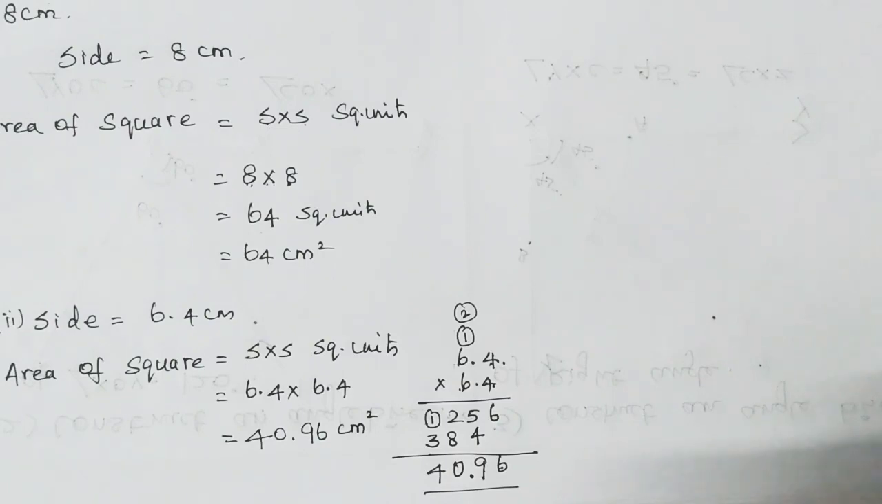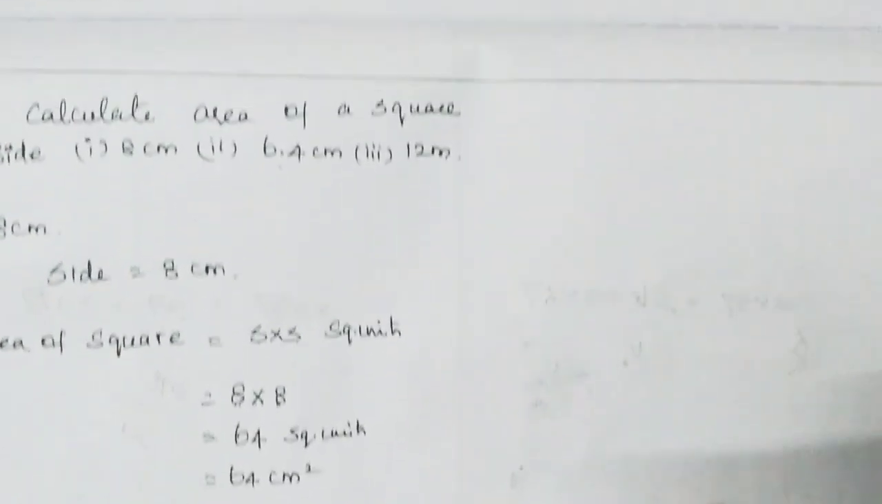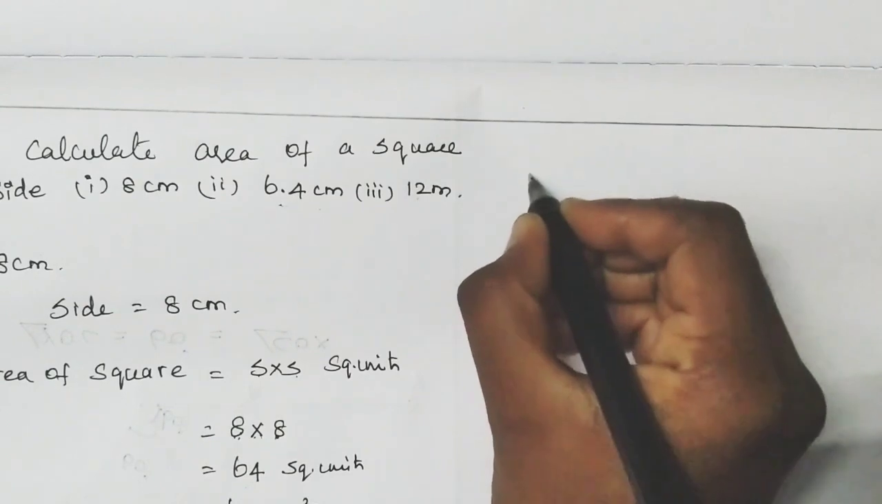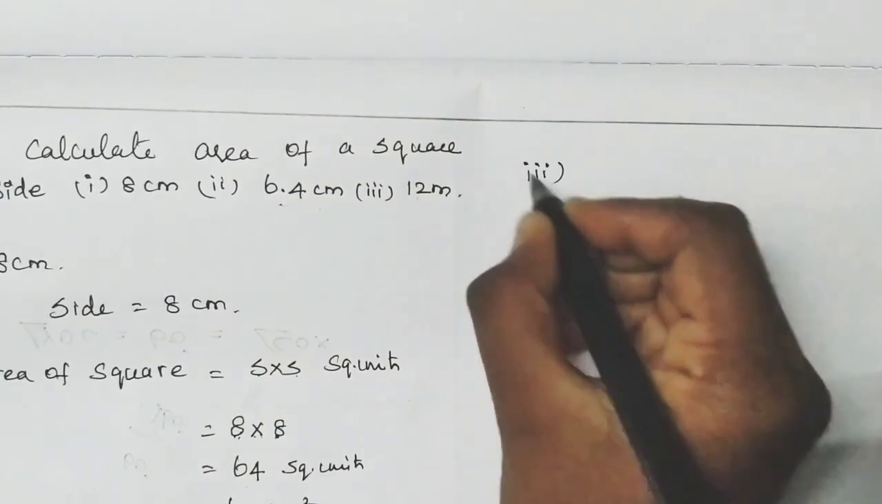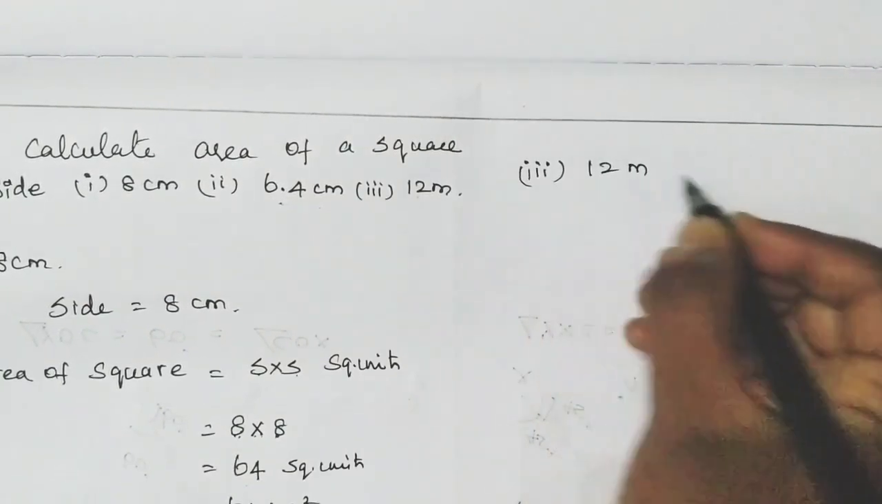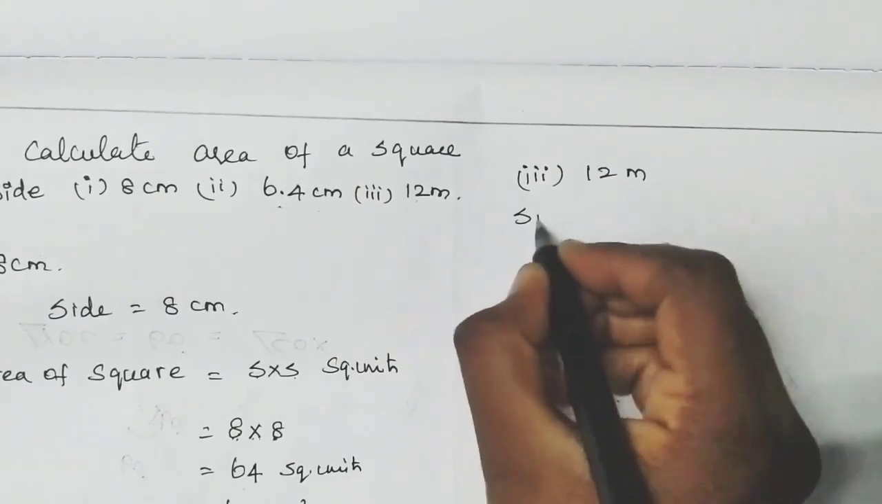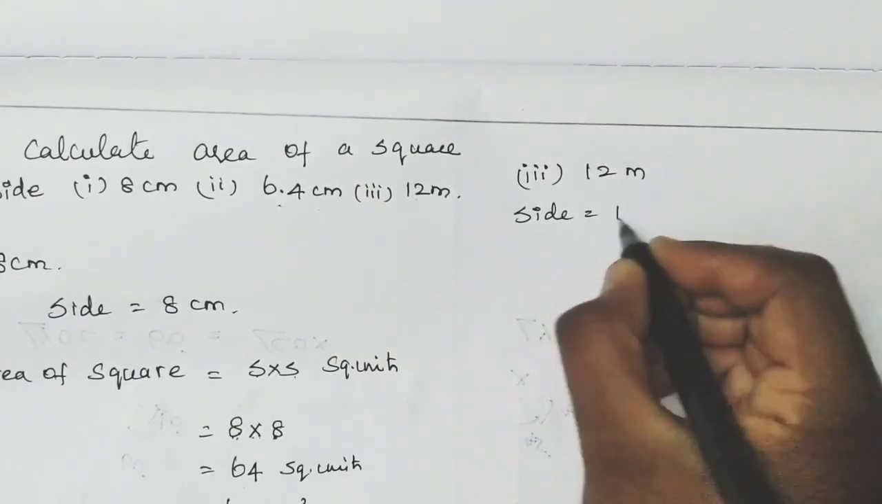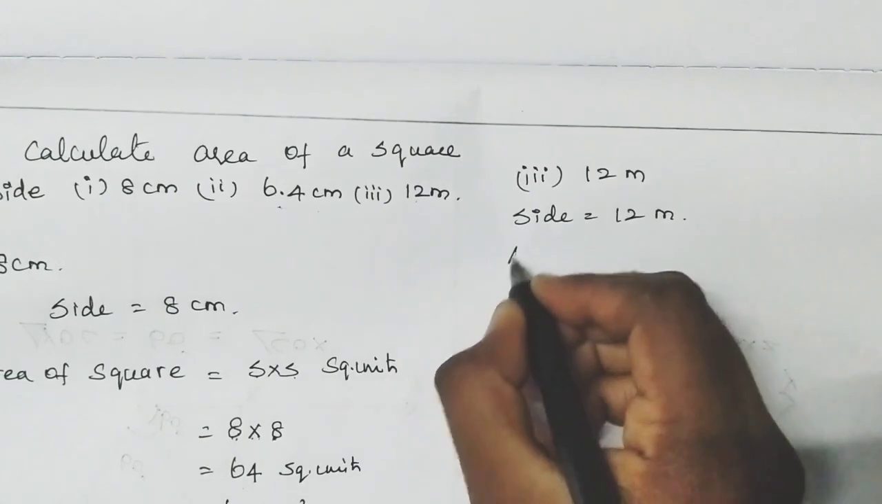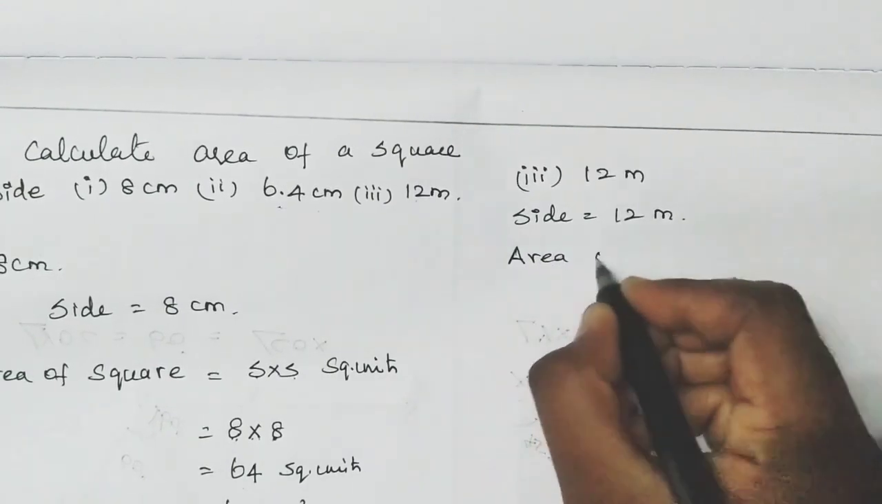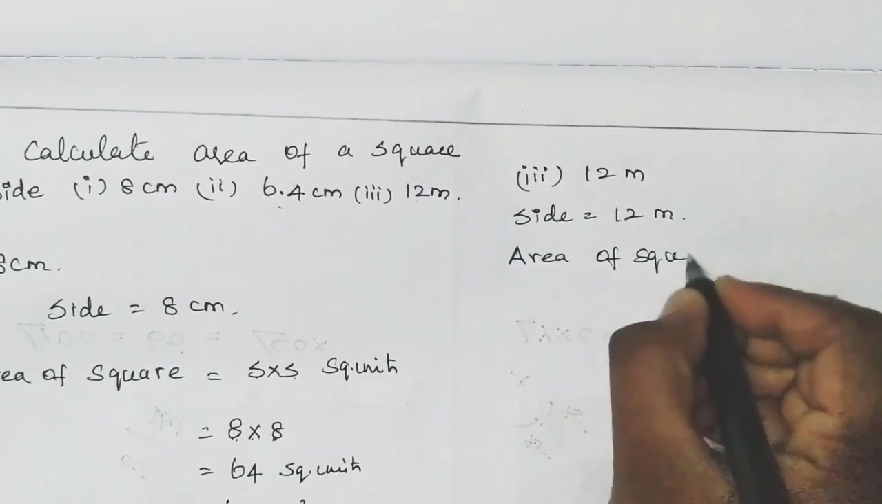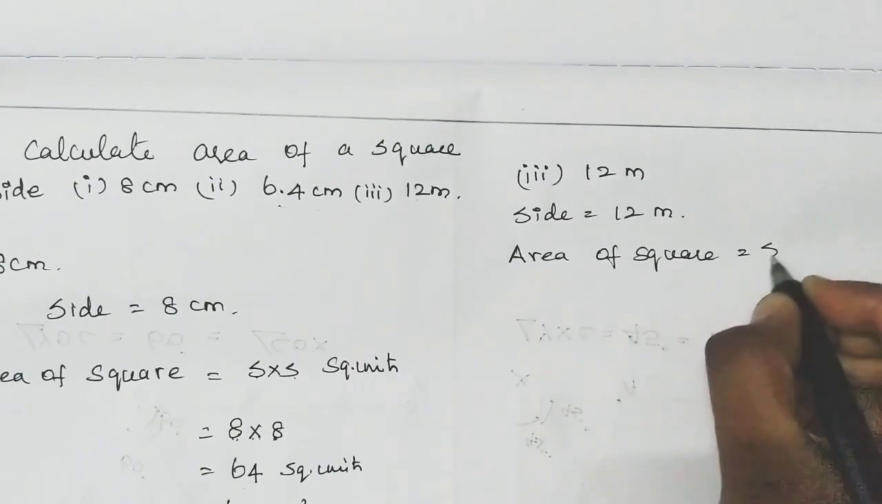Is that clear, children? Now the third subdivision. What is the third subdivision? 12 meter. Right? So side is equal to, it is given 12 meter. Area of a square formula: side into side square units.